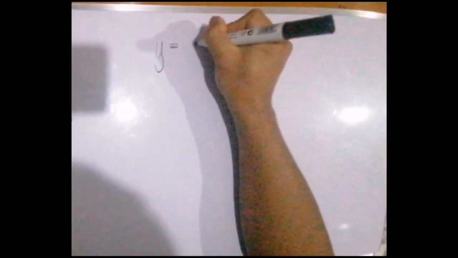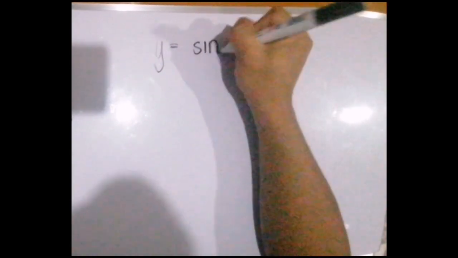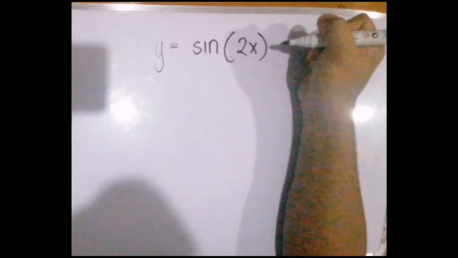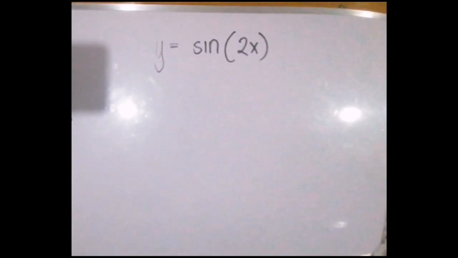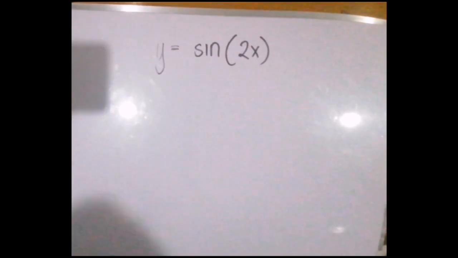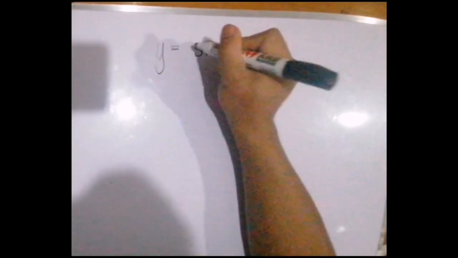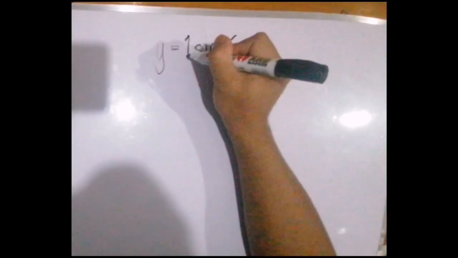Let us go first with the sine. So let us consider y equals sine of 2x. The first thing that we need to do is to identify its amplitude. To locate the amplitude, it is before the sine. So here it is 1.